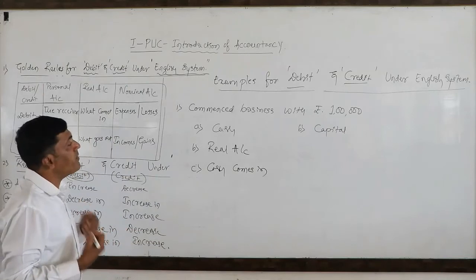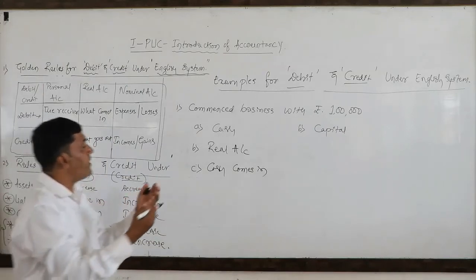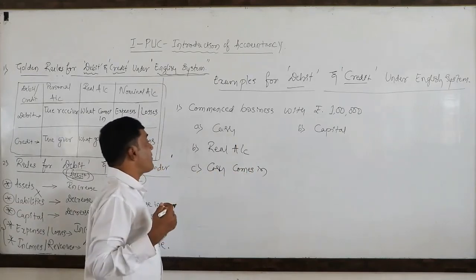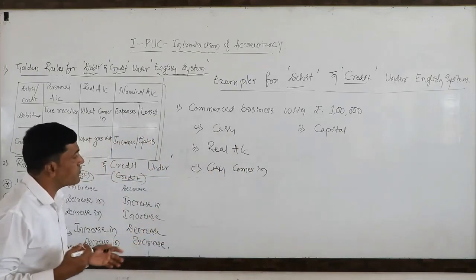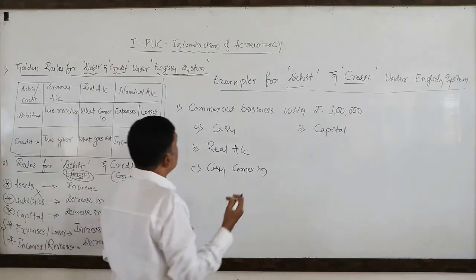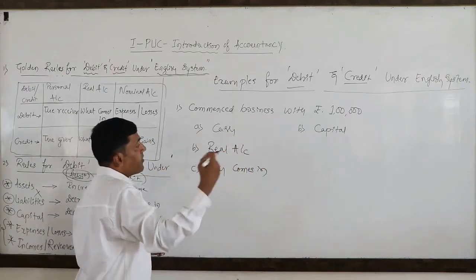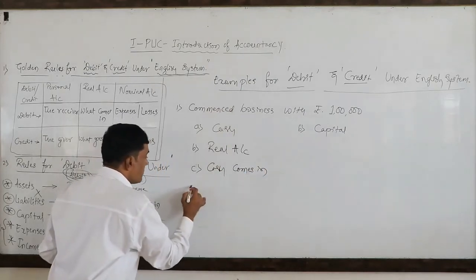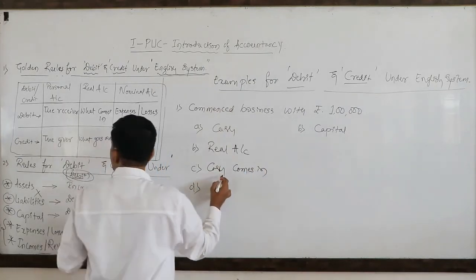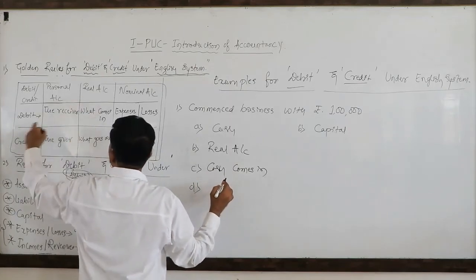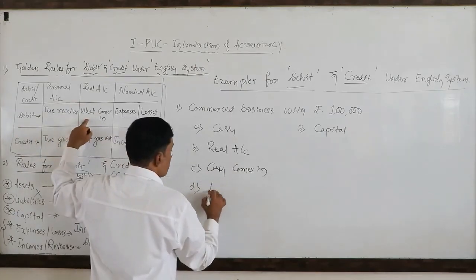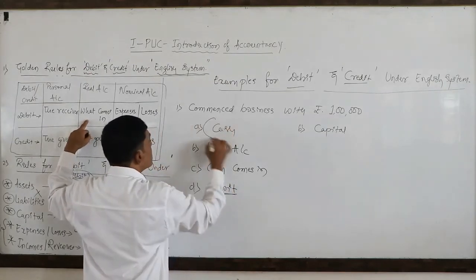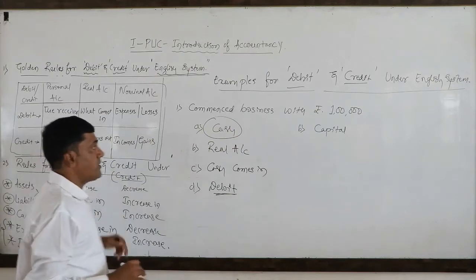Here, being the accountant of the business, we receive the cash from the owner not for our purpose, but for the purpose of business only. We have received the cash for the purpose of commencement of business only. It does mean that cash comes in. So as per this real account rule, debit what comes in, here we need to debit the cash.